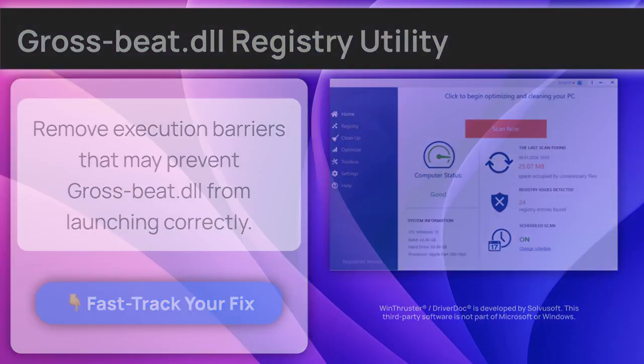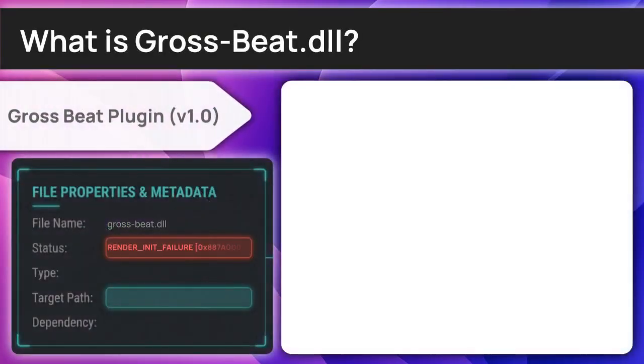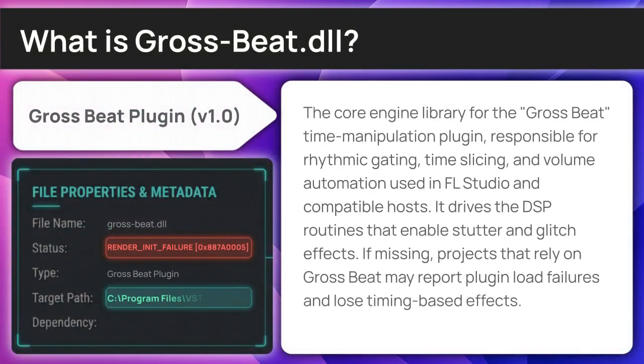optimization. This is the Gross-beat audio effect, the core engine library for the Gross-beat time manipulation plugin, responsible for rhythmic gating, time slicing, and volume automation used in FL Studio and compatible hosts. It drives the DSP routines that enable stutter and glitch effects. If missing, projects that rely on Gross-beat may report plugin load failures and lose timing-based effects.